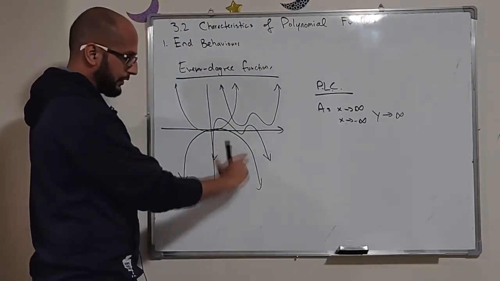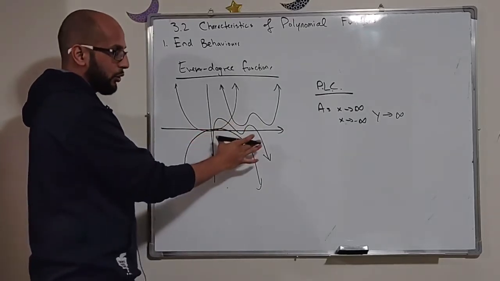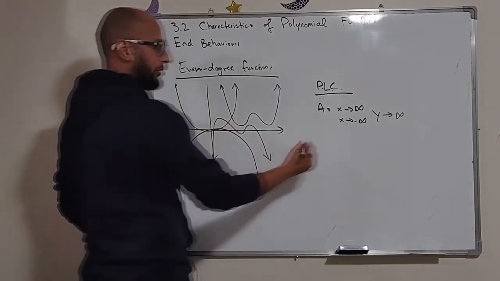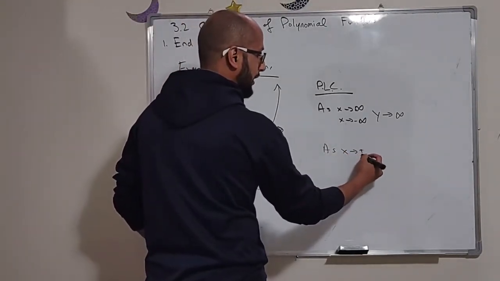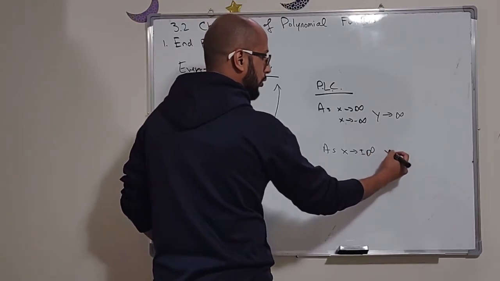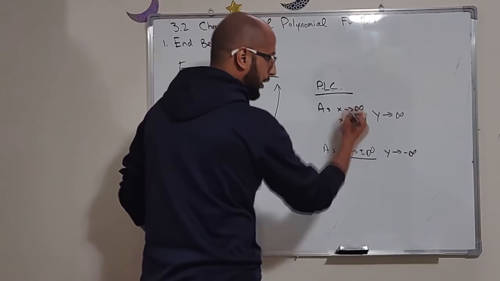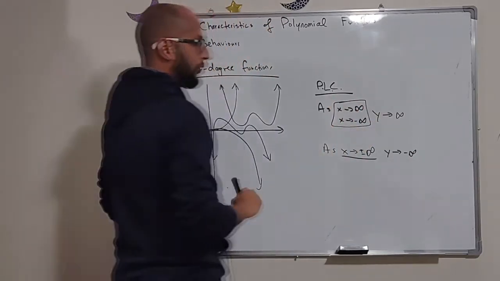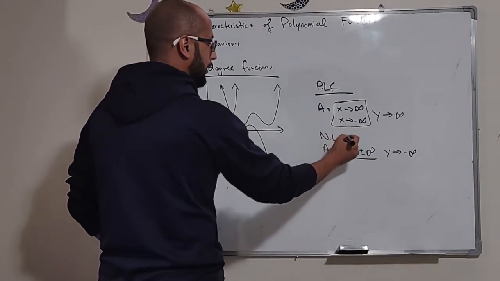And for the negative leading coefficients, where the parabolas or the quartic functions are opening down, as x approaches positive and negative infinity, y approaches negative infinity. It's just another way of writing these two separately. For even degree functions, this is for negative leading coefficients.